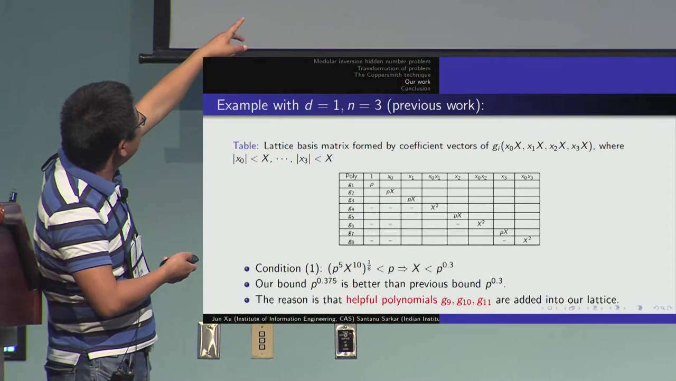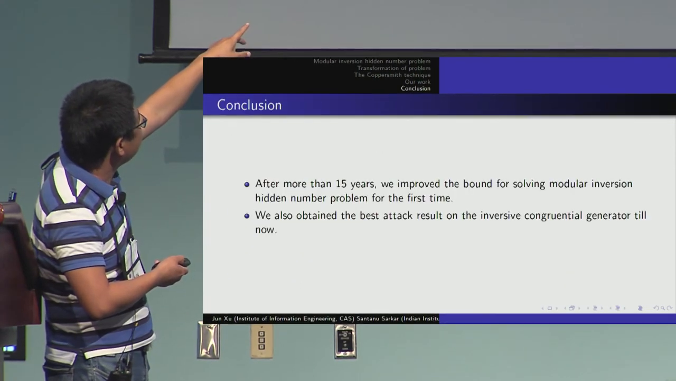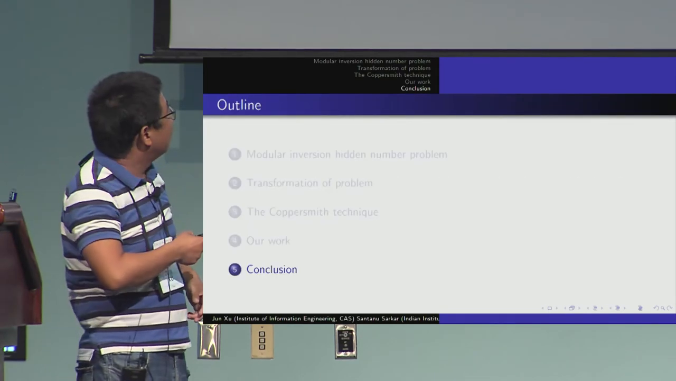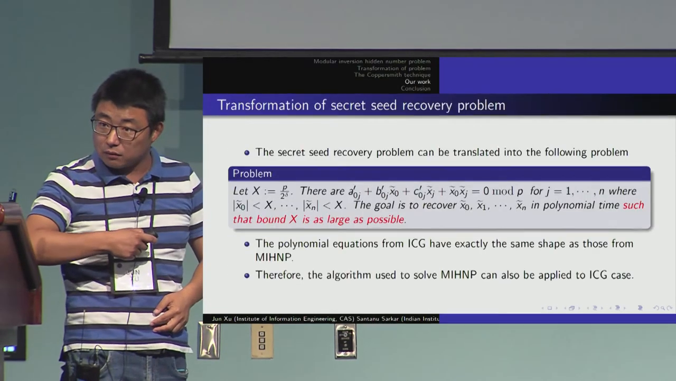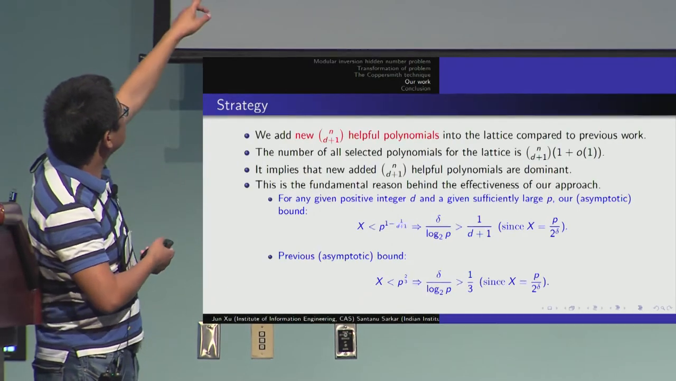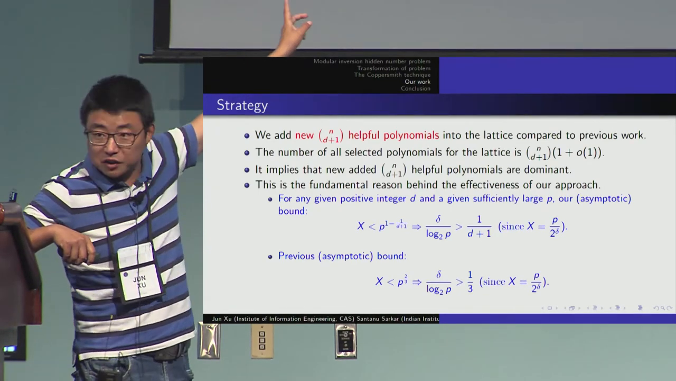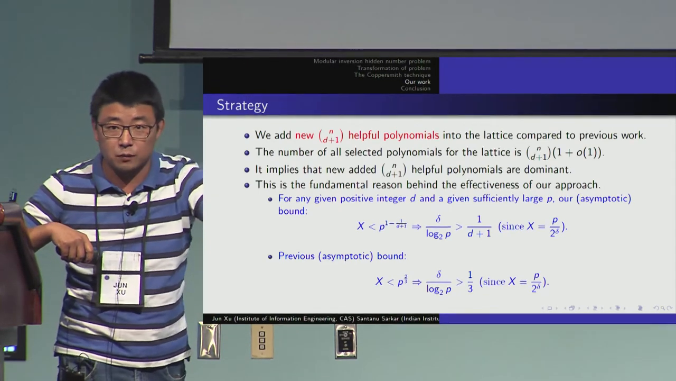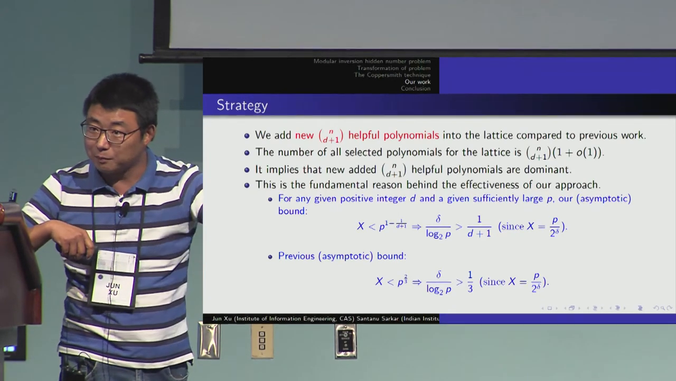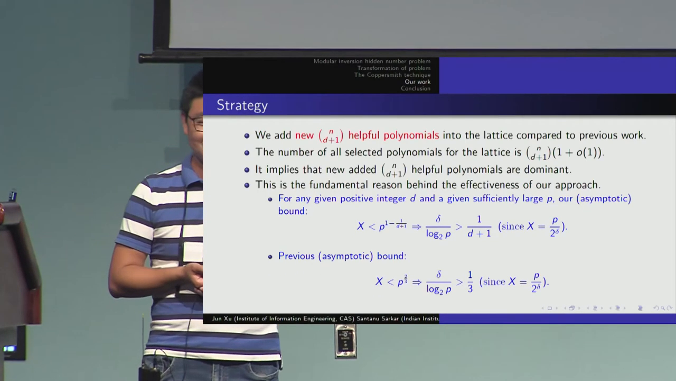So I give this one: it is N choose D plus 1, and these are linearly independent. I think it is at most this. I can show you. I think this is linearly independent, because we can prove the matrix is triangular, so they are linearly independent. Okay. Thank you.